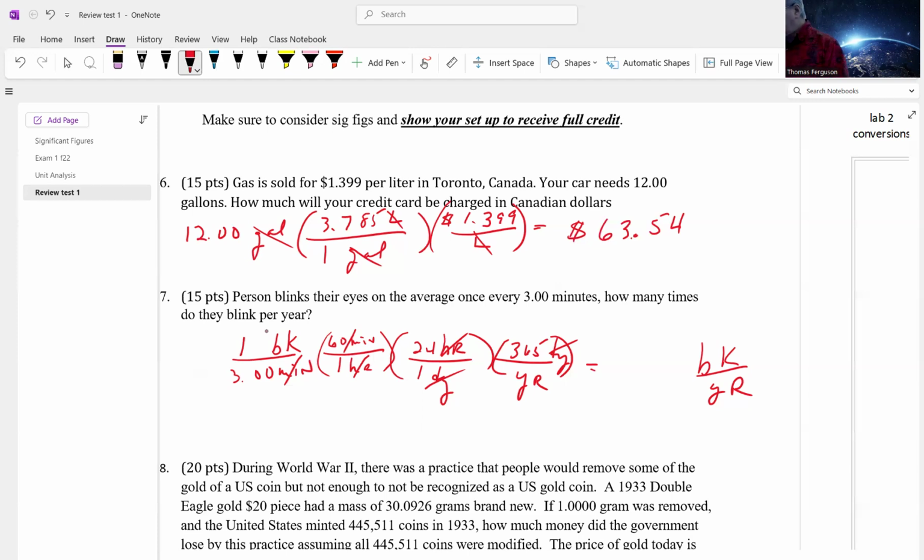And we're looking at 3 sig figs. So 1.75 blinks per year.